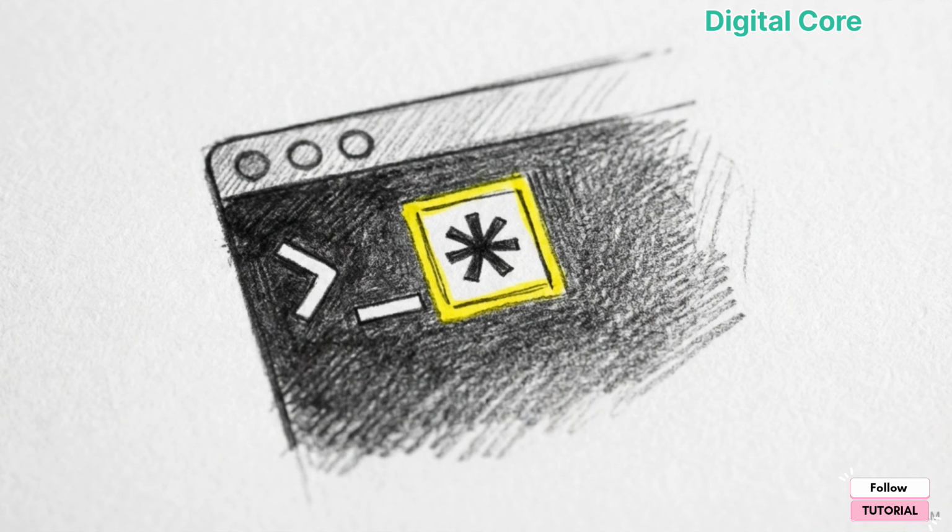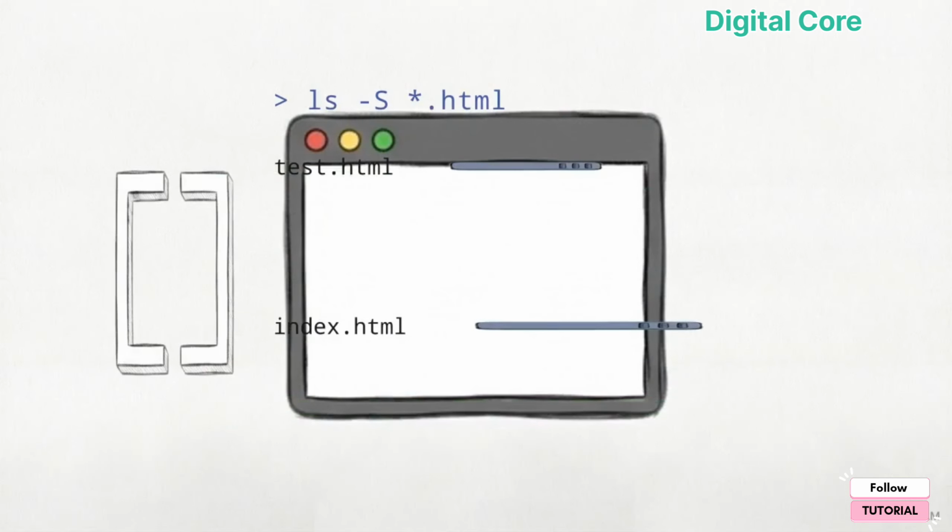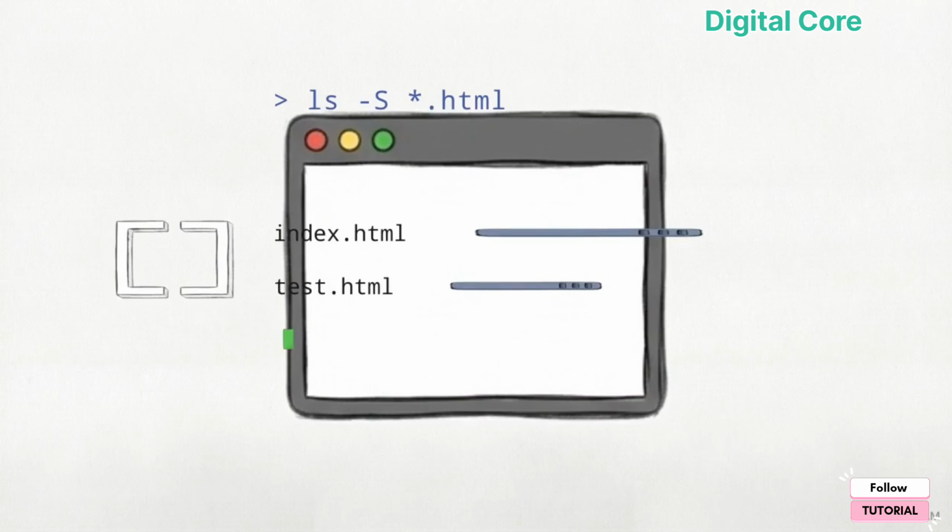You can also use the asterisk wildcard to filter for specific file extensions. To view only HTML files within your documents, type ls space documents/*.html. Combining sorting flags with wildcards turns a generic list into a specific data query.